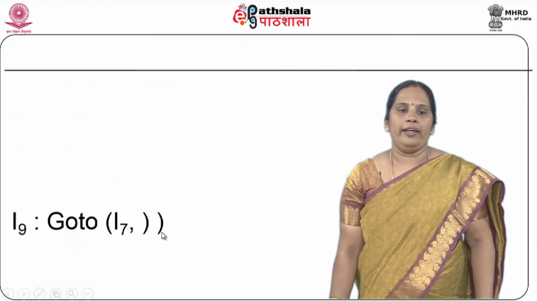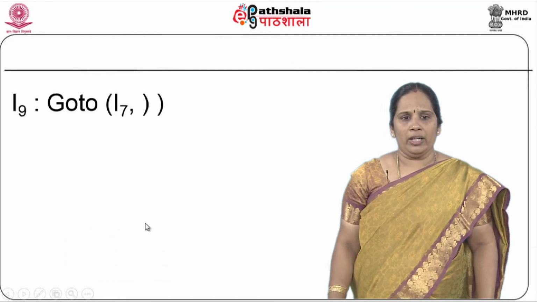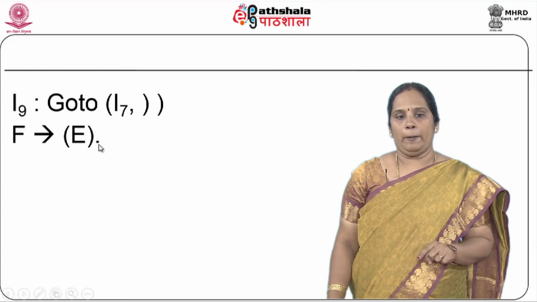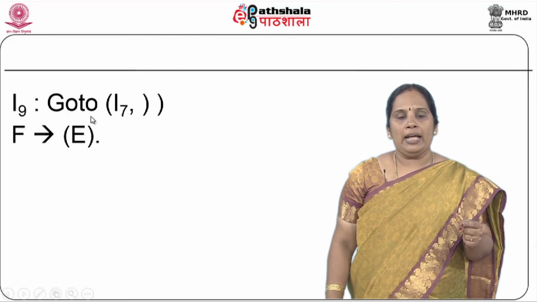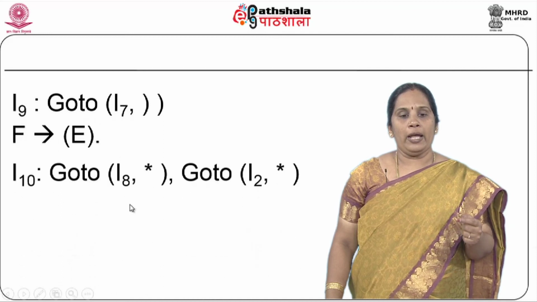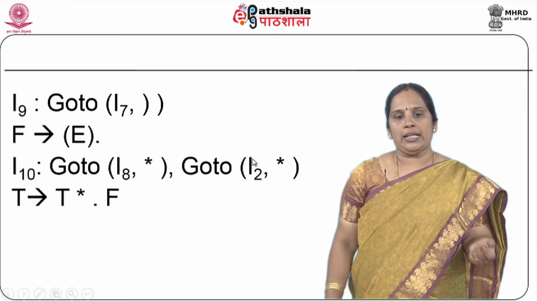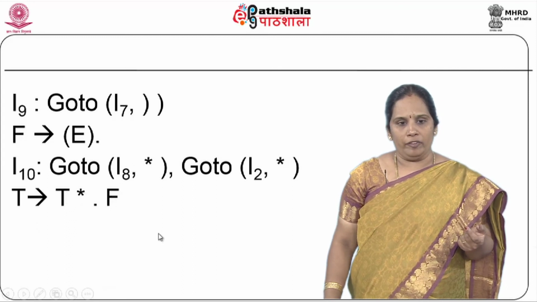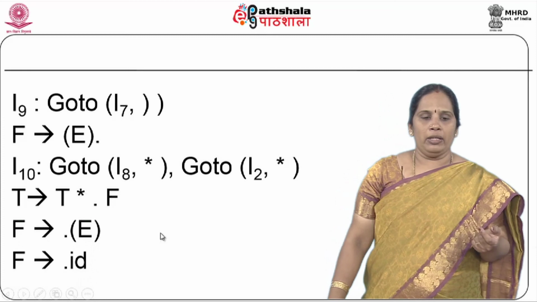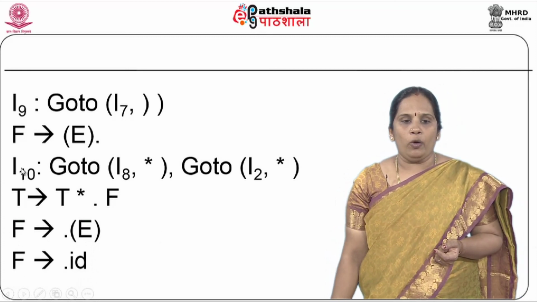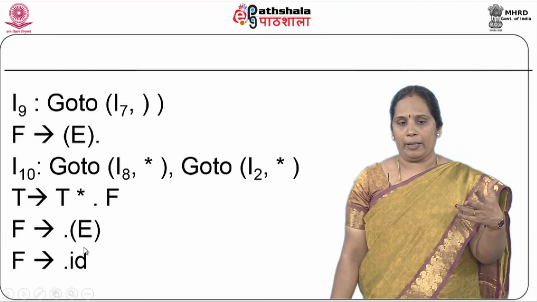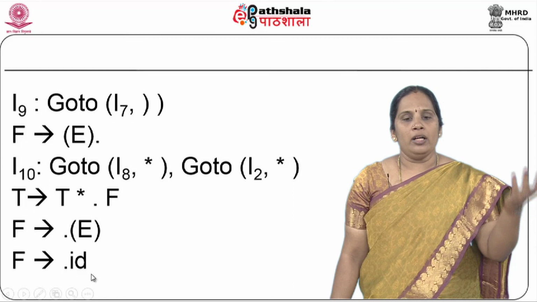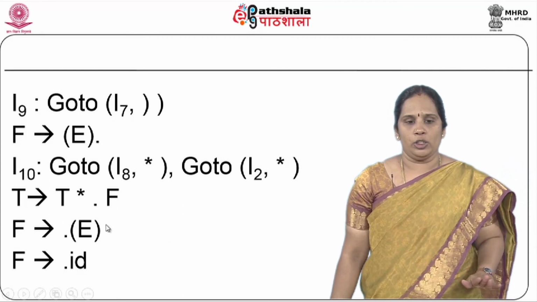So, I9 will be I7 comma close parenthesis, only one situation. As you could see, some items have a dot at the end. That means that this will be a possible handle for reduction. And I10 is nothing but I2 comma star and I8 comma star, which is T produces T star dot F and the productions of F. And similarly, what happens here, I10 comma open parenthesis will be again the same set I3. I10 comma ID will be the same set, which is nothing but I5. So, if you keep on repeating, this is going to be your situation.